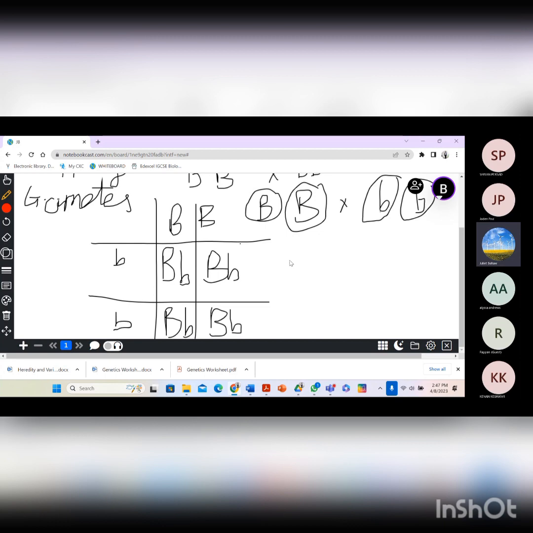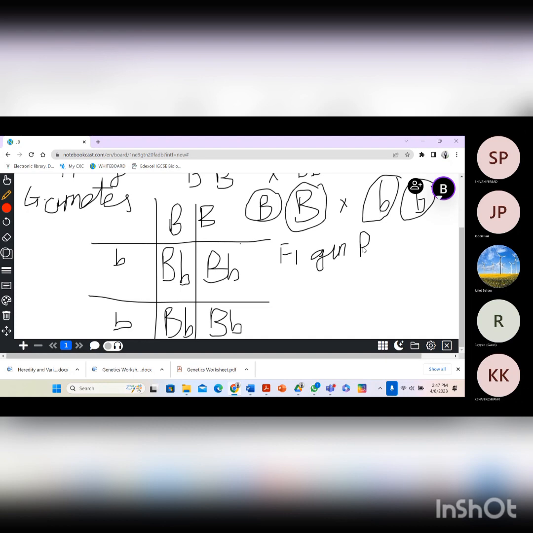Right, so the next line, you have to put your F1 genotype and you list it out. All of them were capital B, common B. Right, so capital B, common B. And the F1 phenotype, all of them, what color eyes? I'm not hearing anyone. Ryan, what is the color? Brown, miss. All will have brown eyes.